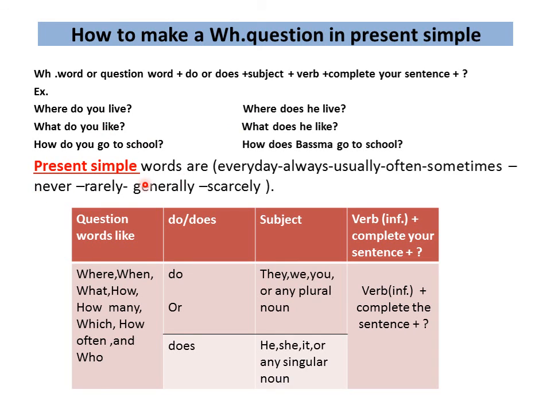Here we have some present simple words like every day, always, usually, often, sometimes, never, rarely, generally, scarcely. You can read this table: here the question word, then do or does, according to the subject. If you have they, we, you, or any plural noun, you will choose do. If you have he, she, it, or any singular noun, you choose does. Then complete the verb in infinitive, then complete your sentence.